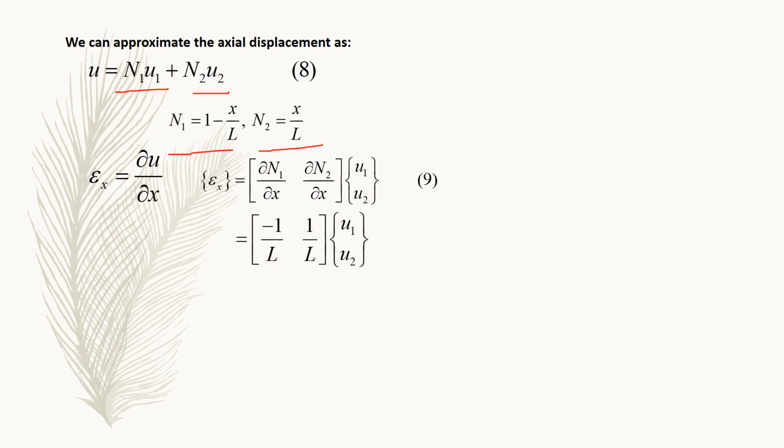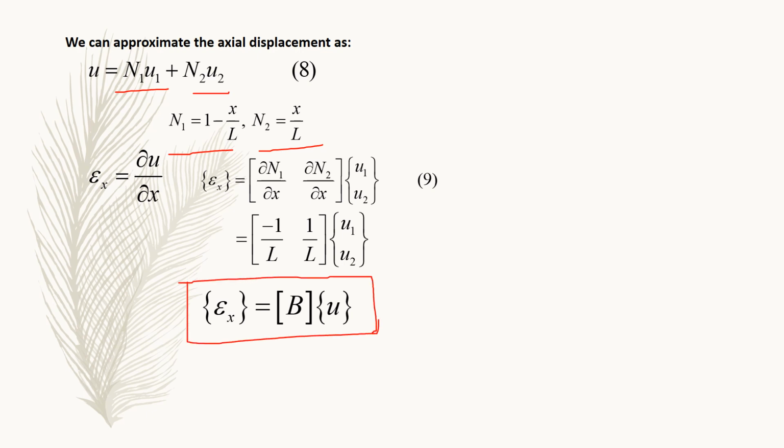Simplifying, differentiating N1 once we get minus 1 by L, and so on, times u1 and u2. We can rearrange and finally write strain is equal to B into U. Here B is the matrix relating strain and displacement. This is important for deriving the stiffness matrix.